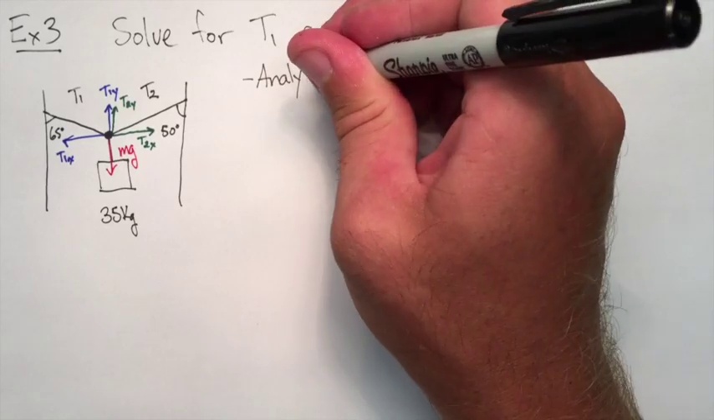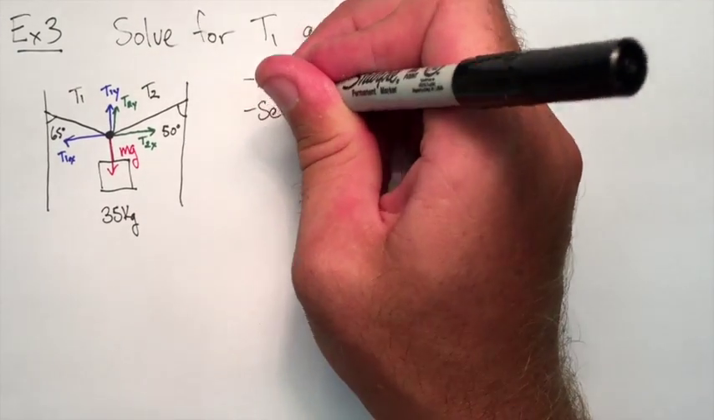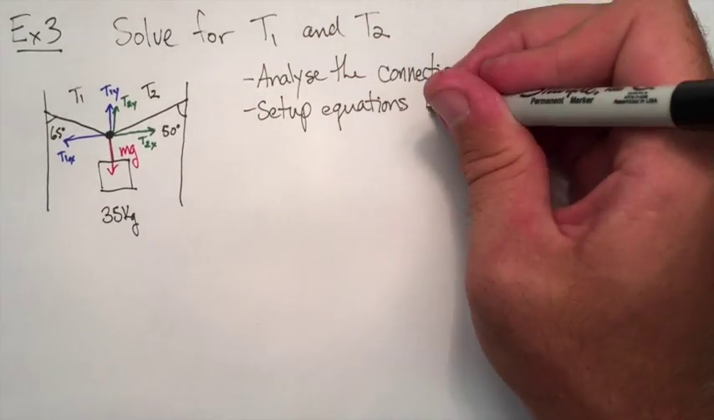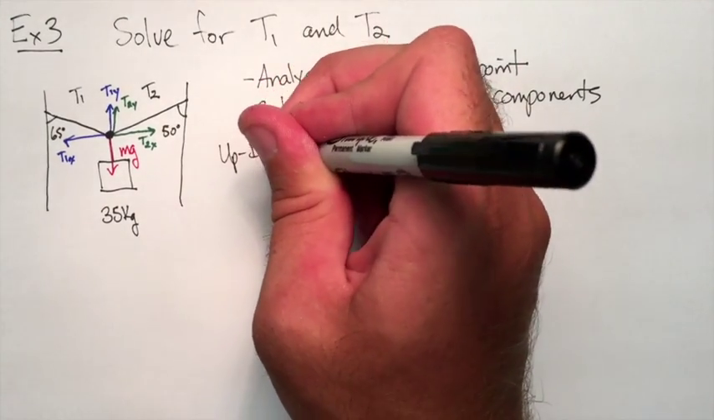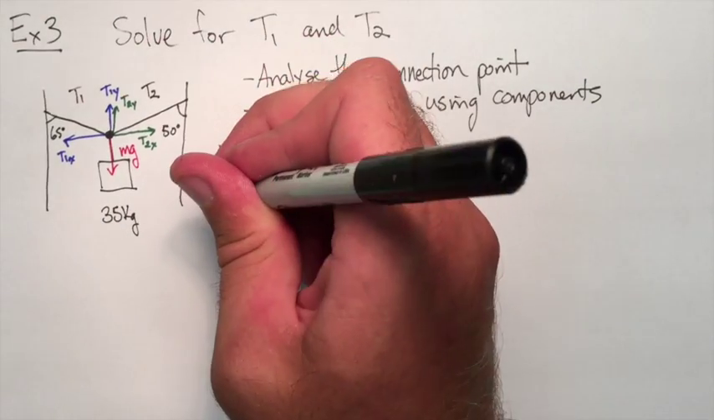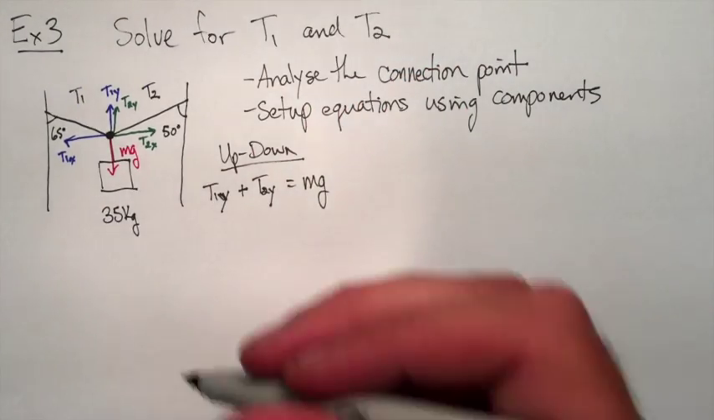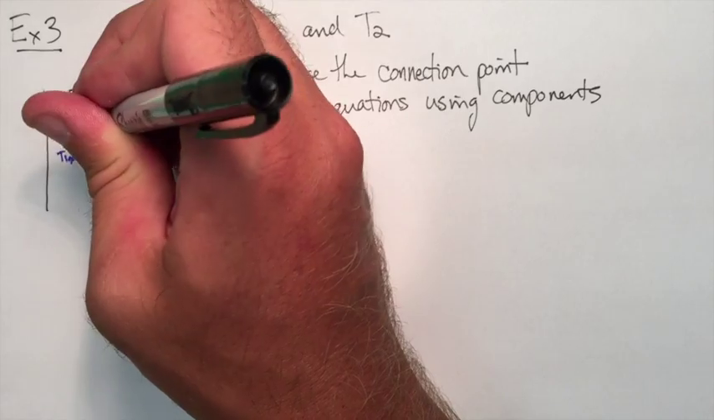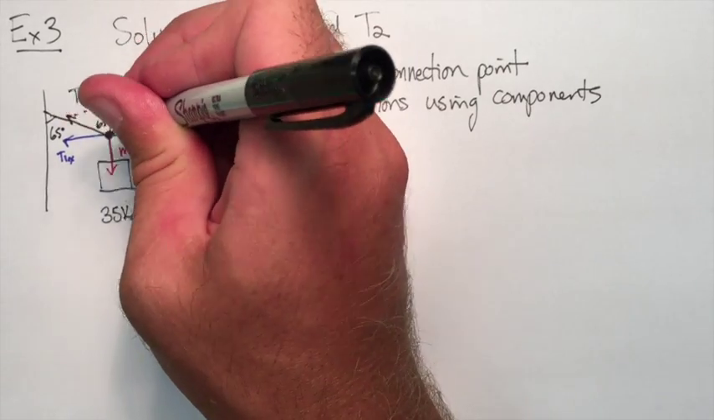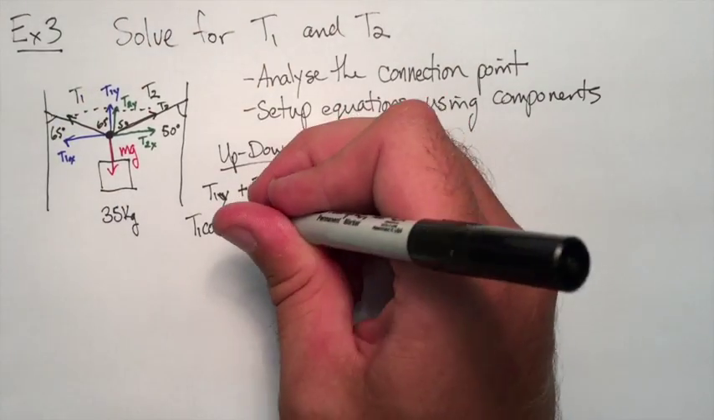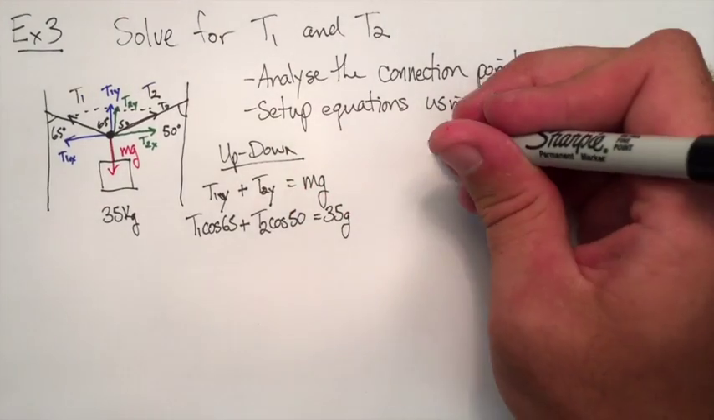So what we want to do here, just as we just did, we're going to analyze that connection point, and then we're going to set up a system of equations using those components. So first of all, looking at the up-down direction, let's set what we know is equal. So T1y plus T2y should be equal to mg. But what are those components? We can write the full form in. So T1y is going to be T1 cos 65. T2y is going to be T2 cos 50 is equal to 35g.